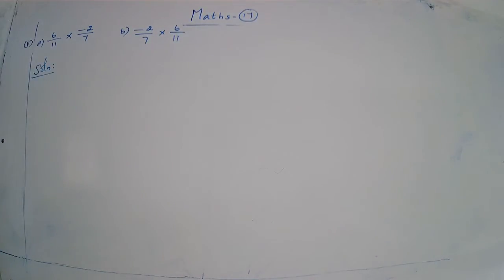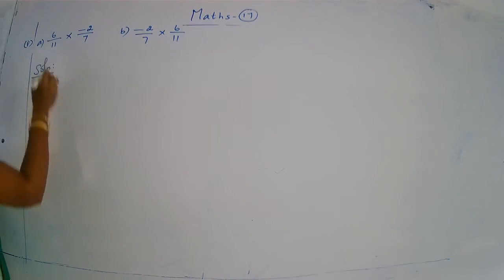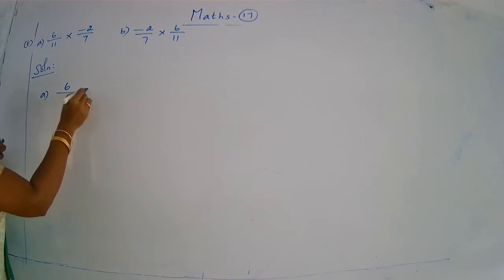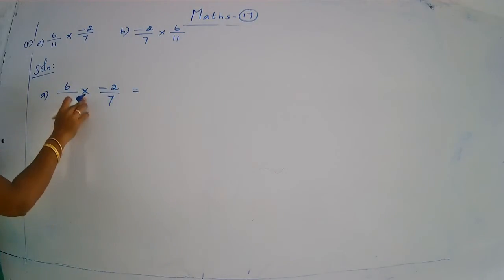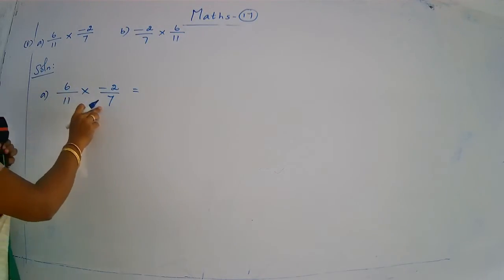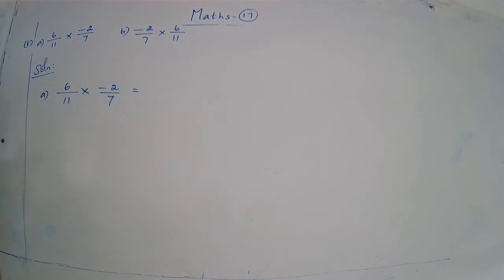Now you find the value of B part. Your B part is minus 2 upon 7 into 6 upon 11. Here also, between numerator and denominator there are no common factors. Yes, children. So we multiply. In multiplication we multiply numerator by numerator and denominator by denominator. Minus 2 into 6, minus into plus is minus. 2 6s are 12 upon 7 11s are 77.